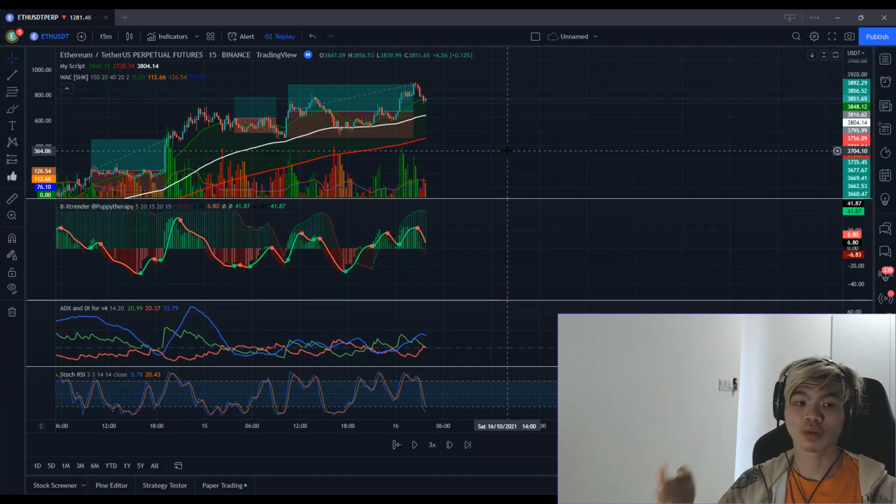If you do a 1-to-1 risk reward ratio, I think that you hit most of the time. I think the win rate would be about 70% if you hit a 1-to-1 risk reward ratio. So yeah, I think that's all for this scalping setup video.